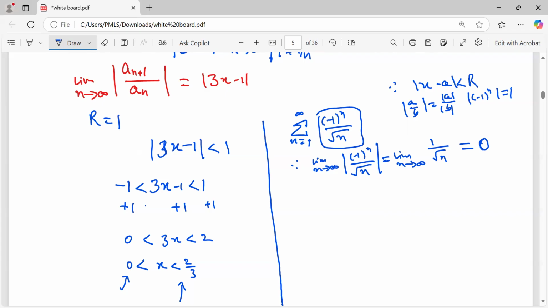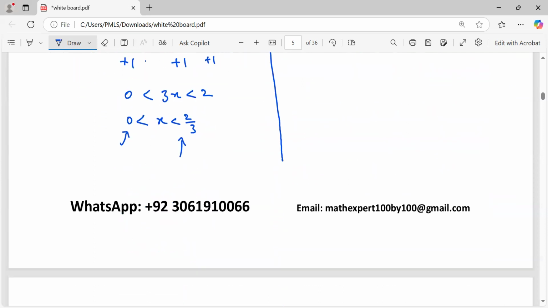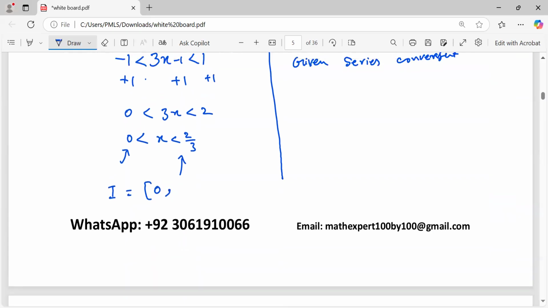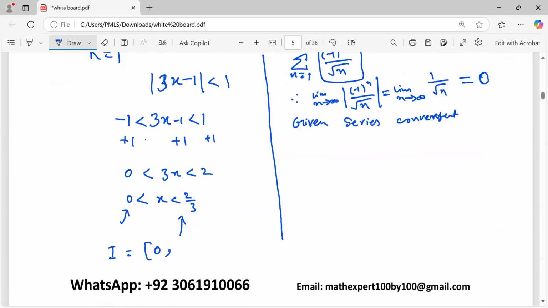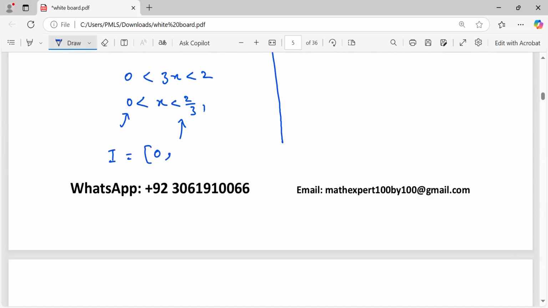So this means that our given series is convergent. If this is convergent, this means that for the interval of convergence, 0 will be part of the interval of convergence. And the second thing, we need to check at x equal to 2 by 3.